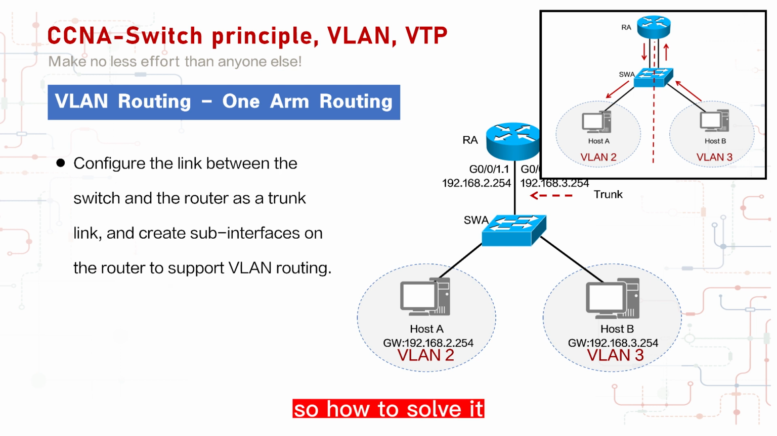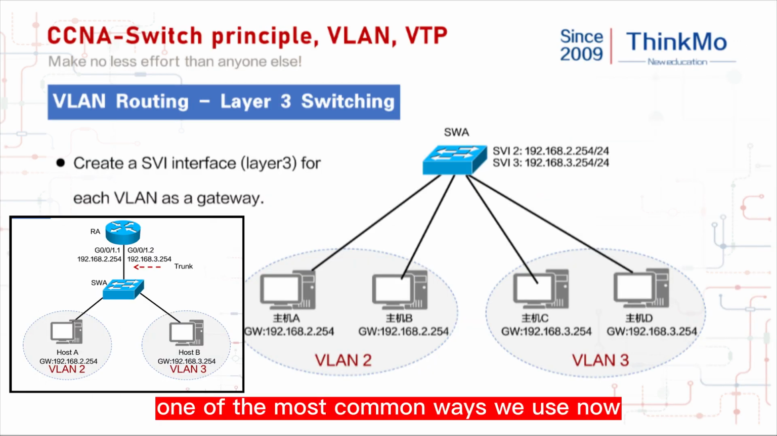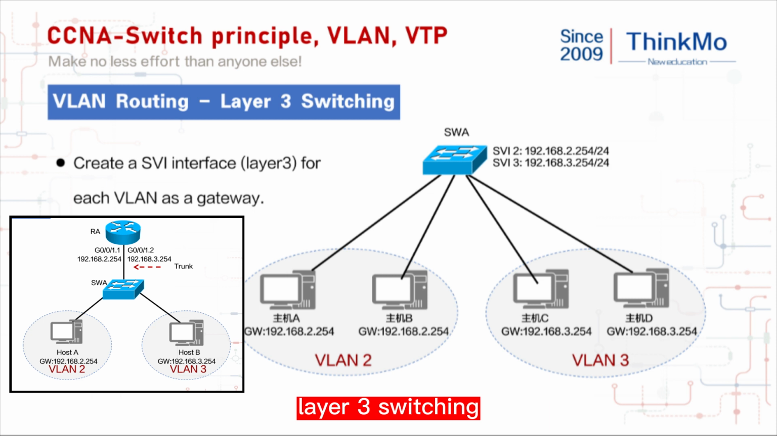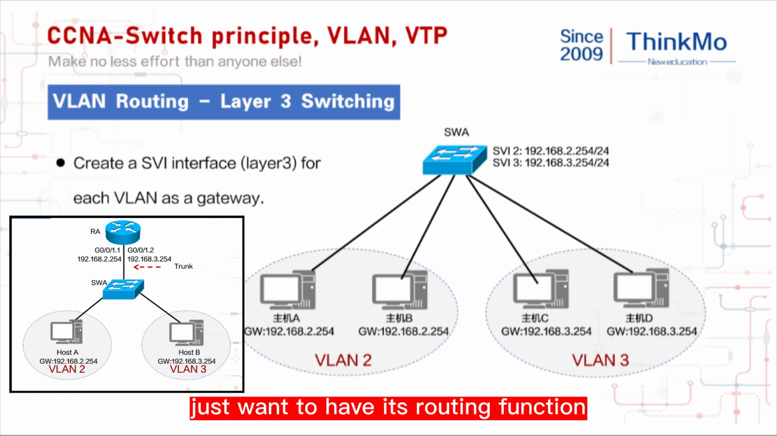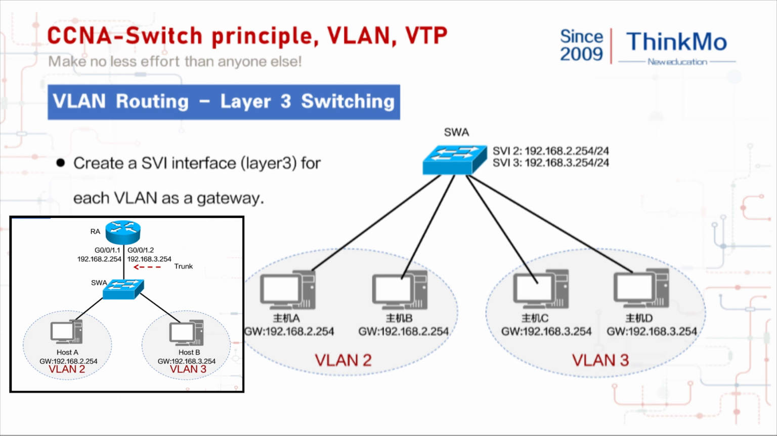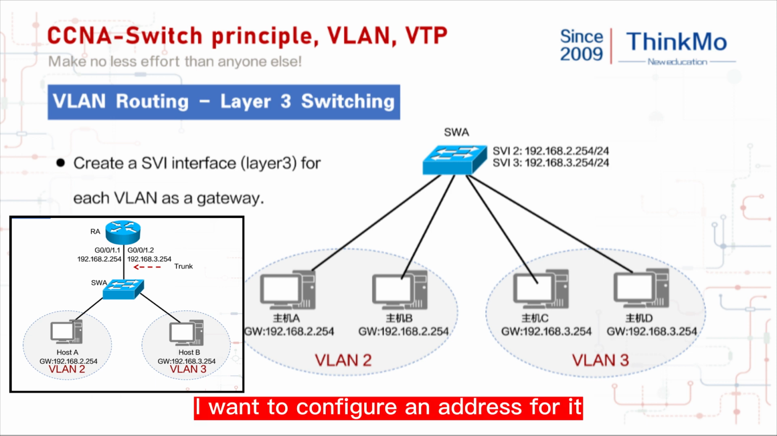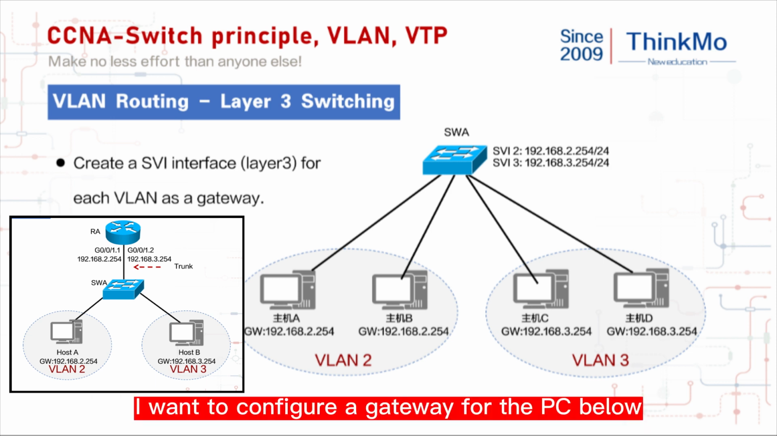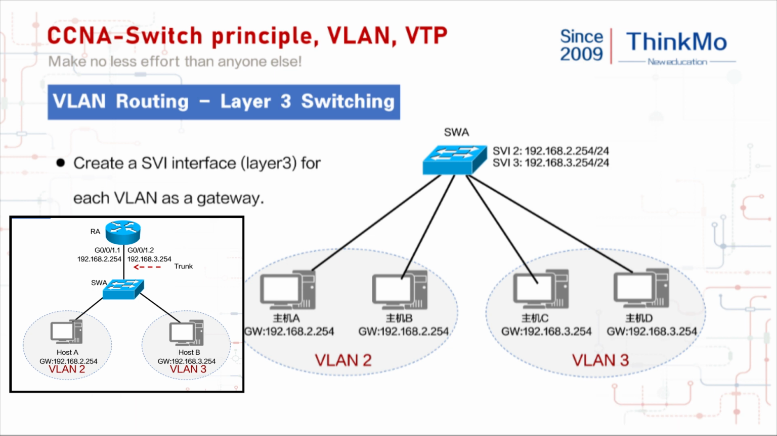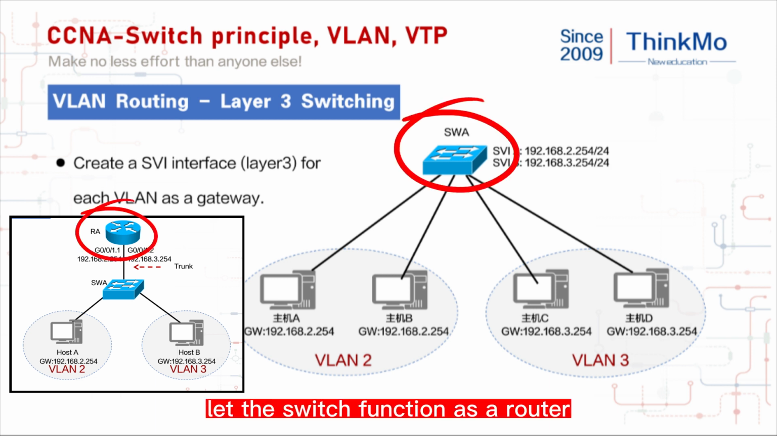So how to solve it? One of the most common ways we use now is layer 3 switching. That is, stop letting the router do the job. Why add a router here? We just want its routing function. I want to configure an address for it, and a gateway for the PCs below. It is configured on this router. Then just get a switch, and let the switch function as a router.